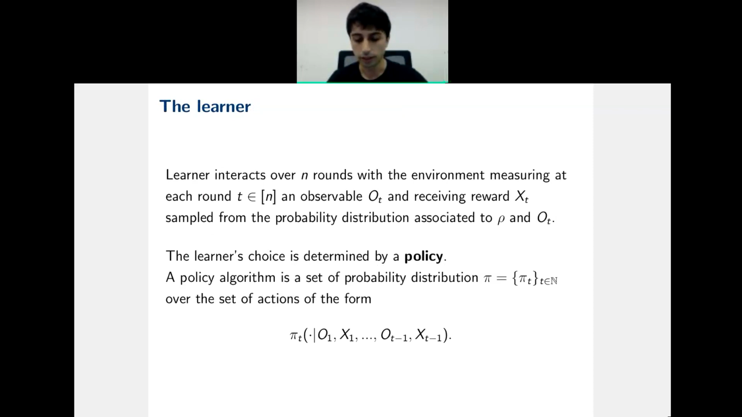So how the learner interacts with the bandit goes as follows. The learner will interact over n rounds with the environment, with an unknown quantum state from this set of quantum states. At each round, the learner will select one observable from the action set and will perform a measurement on the unknown quantum state. From this, we sample a reward with the probability distribution associated to the quantum state and the observable. This strategy of the learner is determined by what we call a policy. A policy is just an algorithm that tells you at each round what observable to select. So you will be selecting observables and sampling rewards, and this is the information that the learner will use to decide which observable to pick next. So this is how the learner interacts with the bandit.